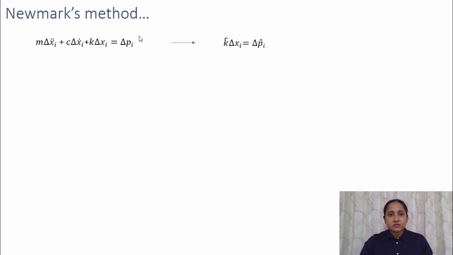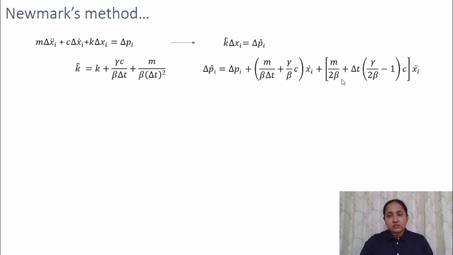So if you make the substitution and rearrange the terms, we can find the expression for this effective stiffness and the force increment. They are given by this: the effective stiffness is given by this, and the force increment is given by this. So now, depending upon the value of beta, we can have two special cases for Newmark's method.